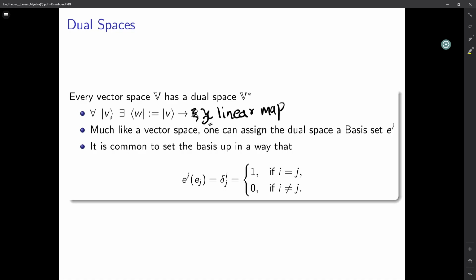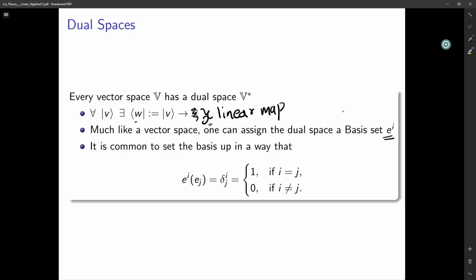So this is a linear map that takes a vector to its underlying field. That's all it does. That's all the dual space does. And very much like the vector space, you can assign the dual space a basis set, E^i. I just want to emphasize this a little bit because it's going to pay off later on.